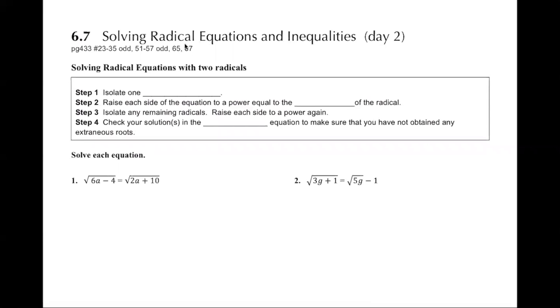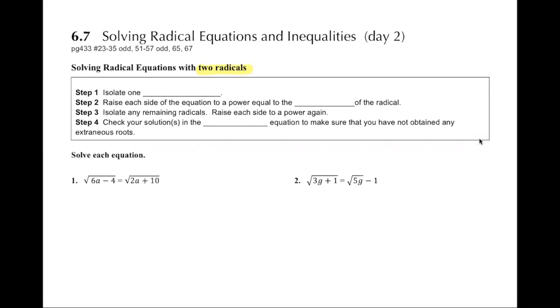All right, guys. So today we are talking about the second half of lesson 6.7. We're still talking about solving radical equations and inequalities, but today we are focused on what do we do when we see not one, but two radicals. All right. What do we do? Okay. So here are your steps.